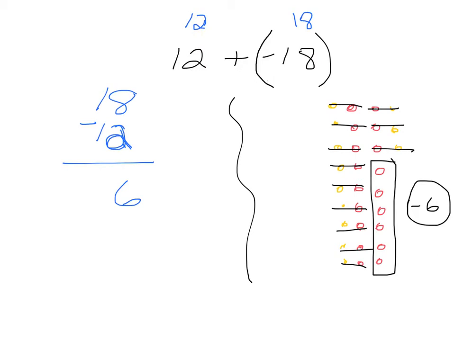The bigger absolute value was on the 18. Its sign is negative. Therefore, my final answer will be negative. And that's how we get a negative 6. So some students have been asking, why are we subtracting? I thought we're adding. When you add negatives, you're actually subtracting.